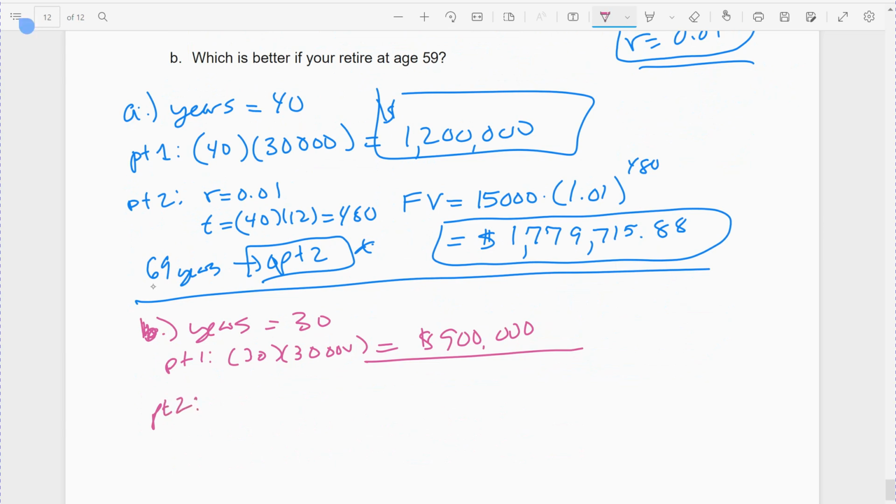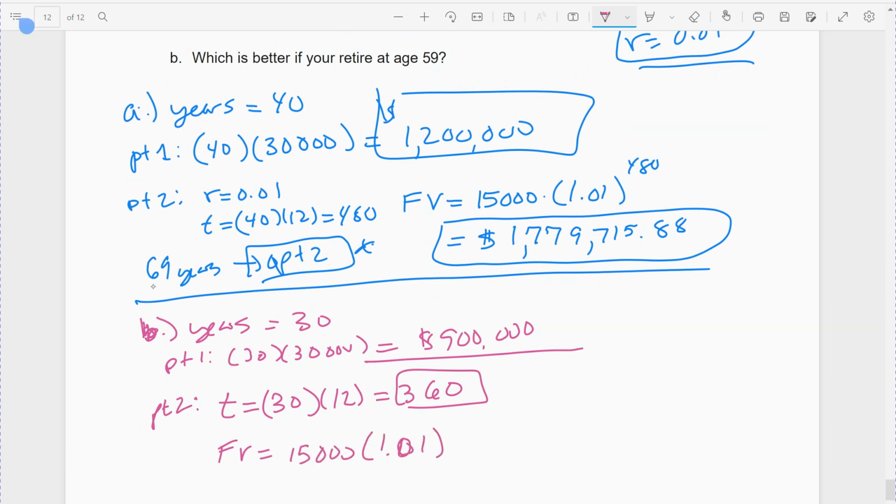So again, what changes is time. R is the same. What's going to change is your time. And so T changes. It's now 30 times 12. So 360 times you get to reinvest the money at 1%. Alright, and so when you plug in your future value, it's the 15,000 times 1.01 raised to the 360, which you'll see turns out to be a lot less. $539,244.62. Those 10 years made a big difference.